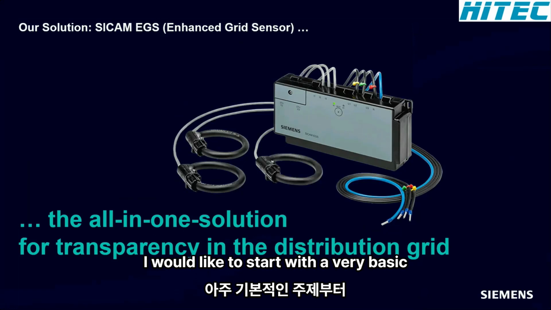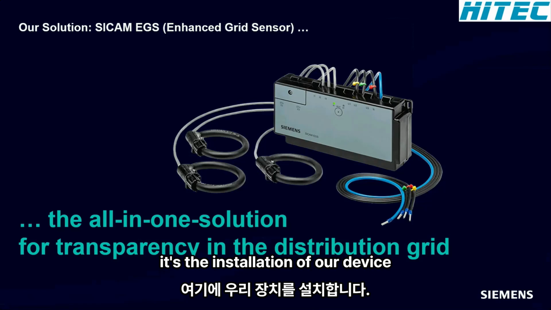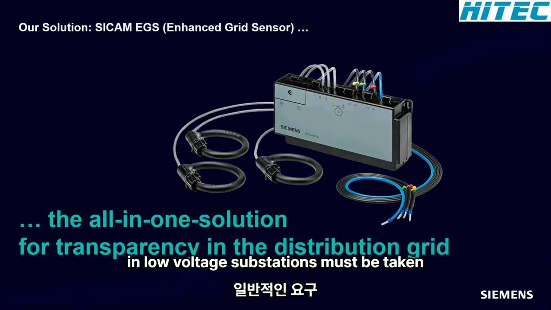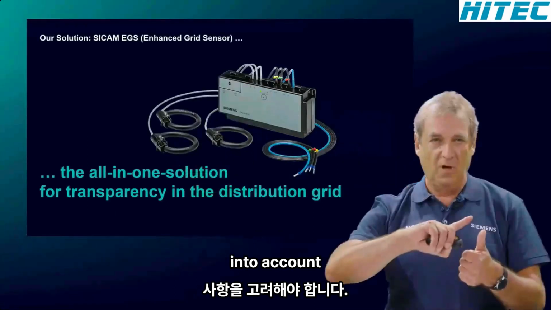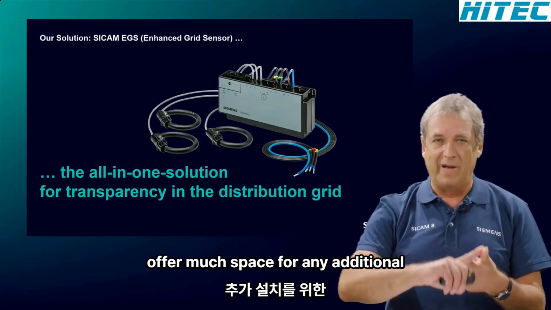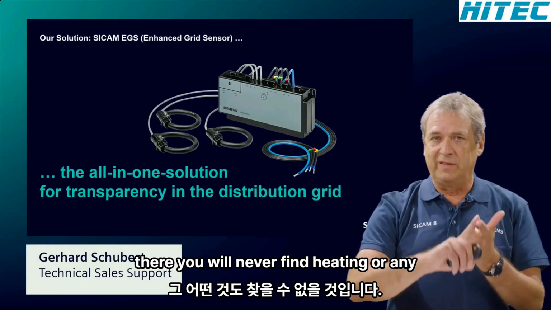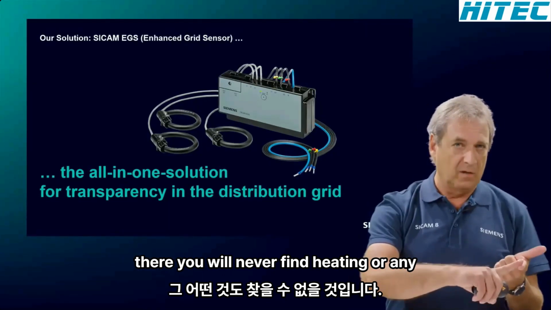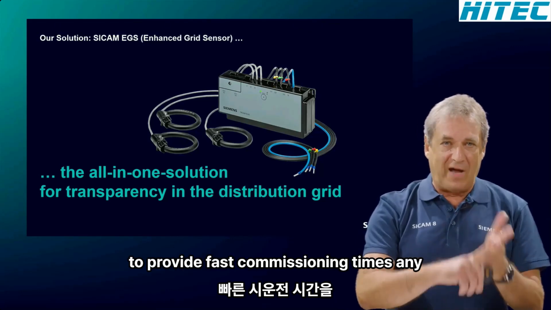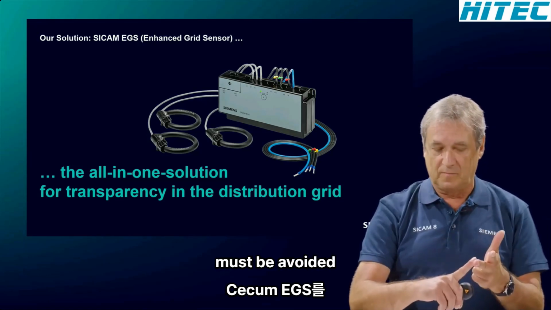I would like to start with a very basic topic. It's the installation of our device. Here, the following typical requirements in low voltage substations must be taken into account. Most of these substations and cable cabinets are very small and they do not offer much space for any additional installations. Second, there you will neither find heating or any air conditioning systems. Then, to provide fast commissioning times, any changes of the existing installation must be avoided.